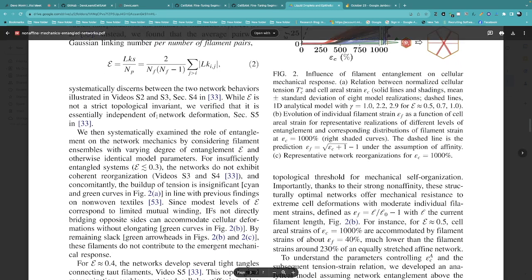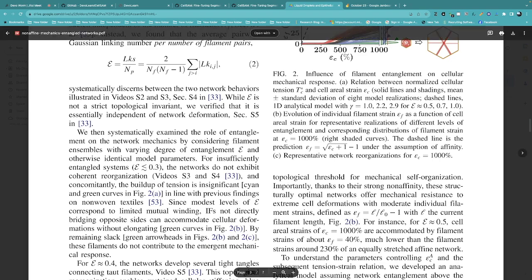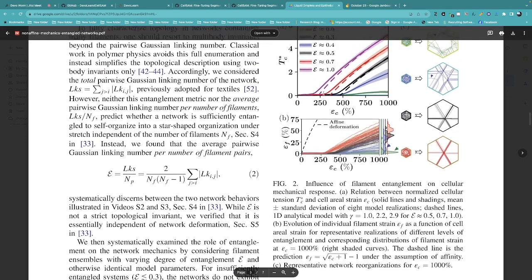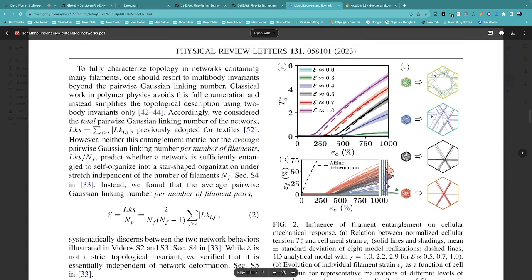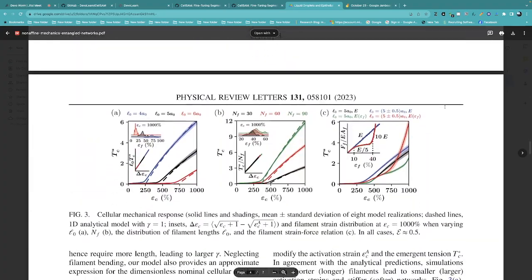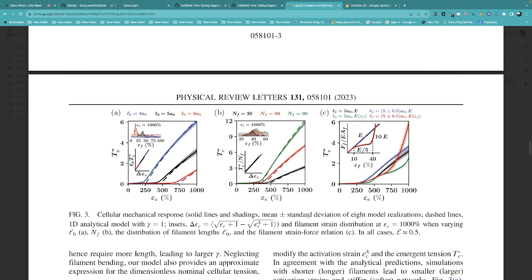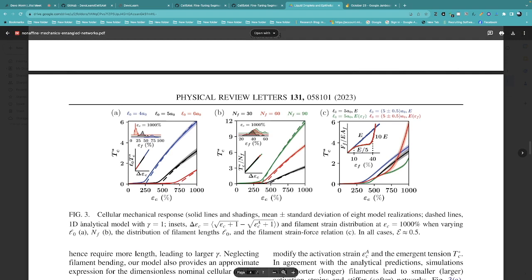And so they're actually looking for network deformations and things that are independent of network deformation. So this measure is actually independent of network deformation. So you can deform in different ways and still get the same reasonable results. This is the mechanical response again, where they're looking at the same measure, mean plus or minus standard deviation of 8 model realizations.